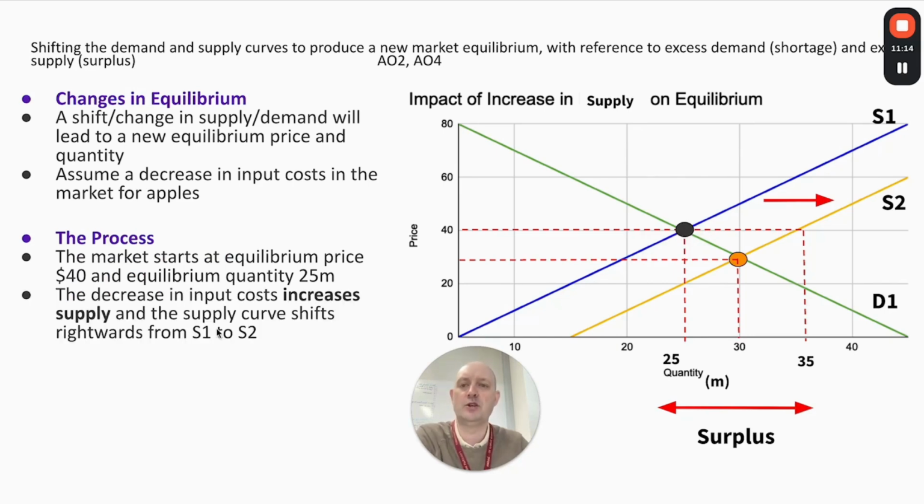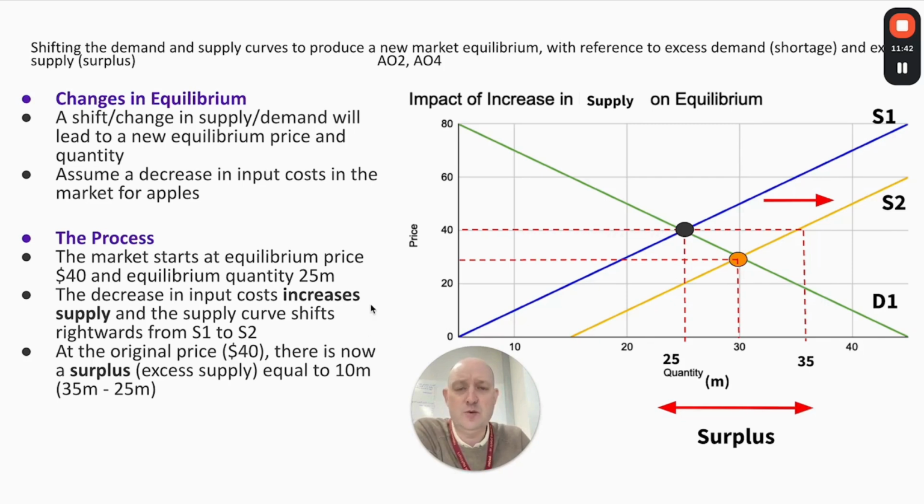So in this situation, the decrease in input costs this time will lead to a change in supply, specifically an increase in supply. If you remember, input cost was one of the non-price determinants of supply. So with the increase in supply, the supply curve is going to shift rightwards from S1 to S2. The initial supply curve is the blue one. The new supply curve is the yellow one, which is labeled S2.